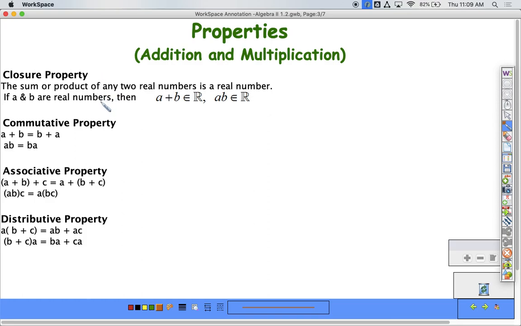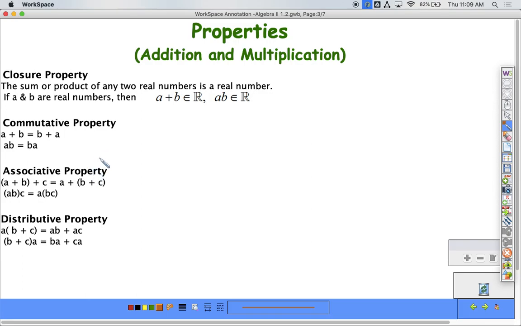Again, not going to use this one a ton. Next is commutative. We have both addition and multiplication. So you can do a plus b. It's the same thing as b plus a, right? A times b is the same thing as b times a. Essentially, it's telling you can change the order in which you multiply or add.